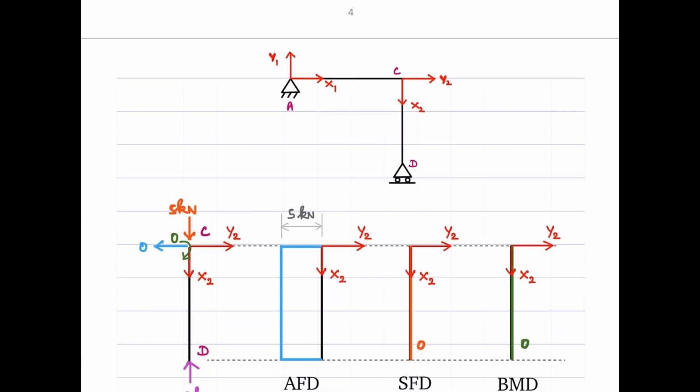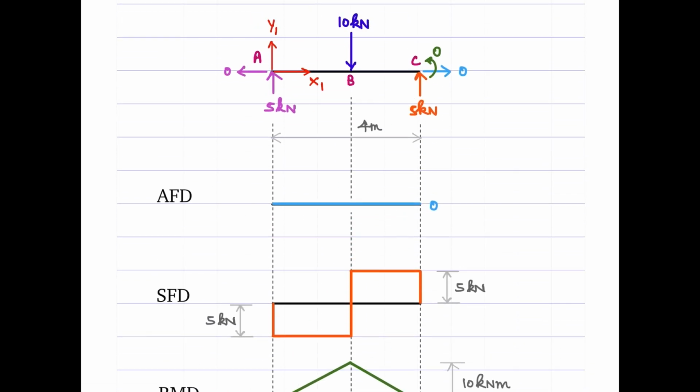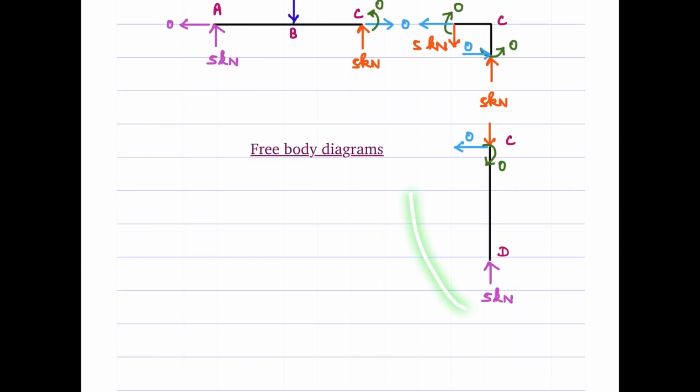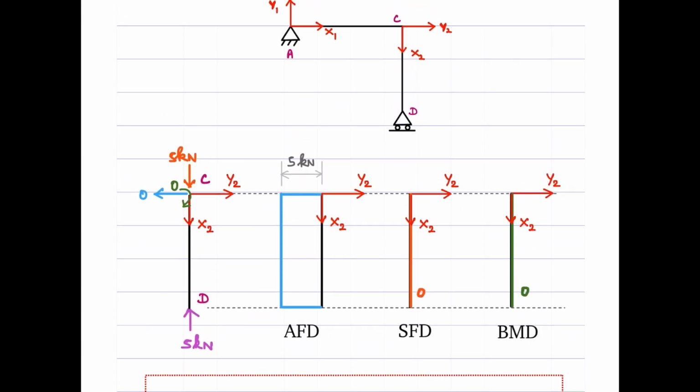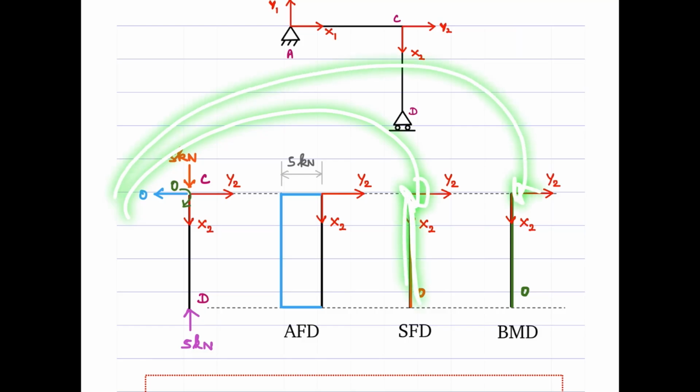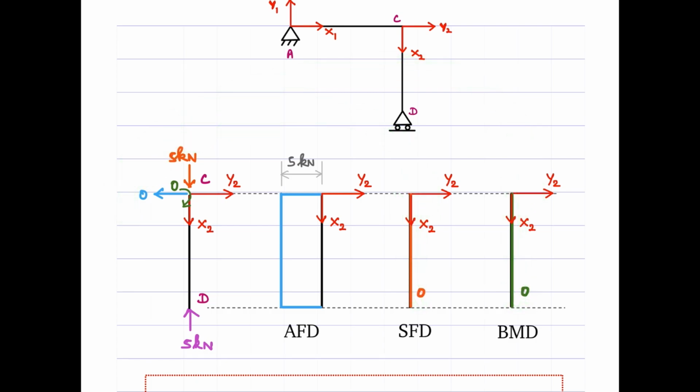Next, if we consider the element CD, I need to take this free body diagram. I am drawing it on this page, and then I'm marking the axes like this, y2, x2, whatever I fixed earlier. Now again, we see that you don't have any shear force and bending moment acting on this particular element CD. Therefore, the shear force diagram remains 0, and the bending diagram is 0.